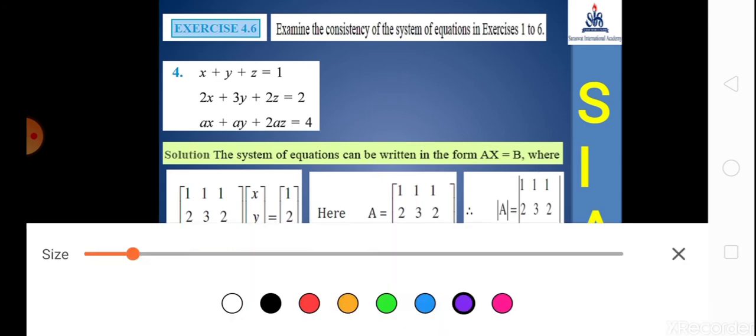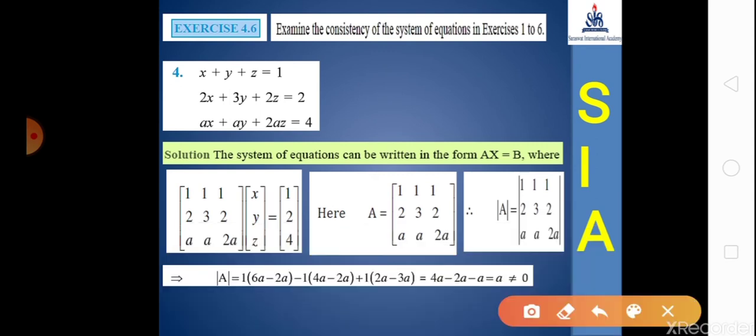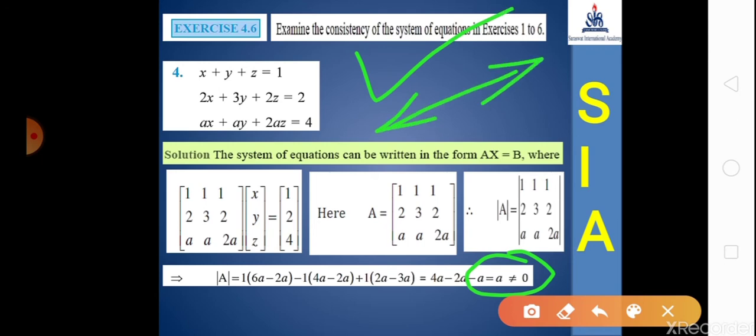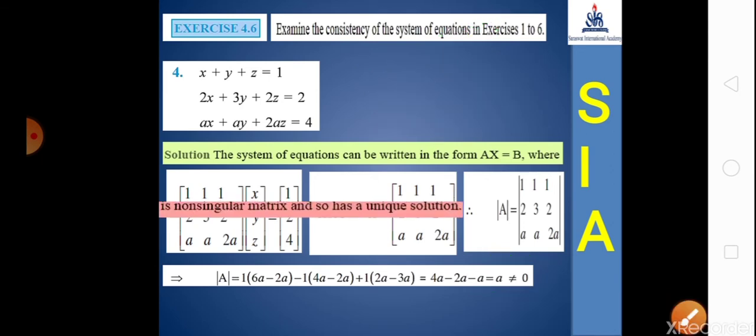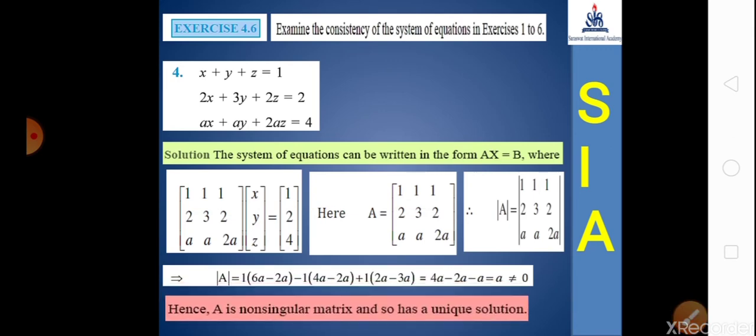Yes, it is non-zero. So students, you are here again getting a non-zero answer. That's why it is consistent. It means any three lines intersect at one common point. So I just write down: A is a non-singular matrix and so has a unique solution. Unique solution means, students, these three lines intersect at one common point. That's called a unique solution.